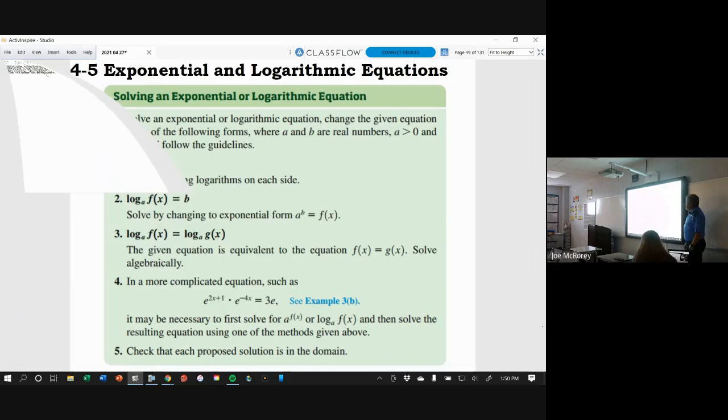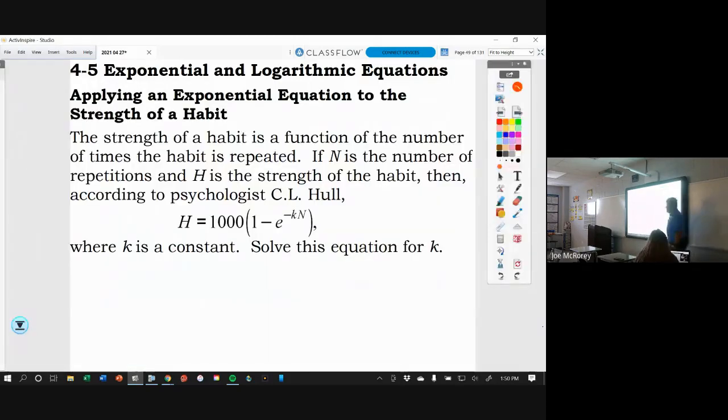Two word problems. Since the strength of a habit is a function of the number of times a habit is repeated, if n is the number of repetitions and h is the strength of the habit, then according to the psychologist C.L. Hull, the habit is equal to this function here. k is a constant. Our directions here are to solve the equation for k. That's a mess. And our goal is to get k by itself.